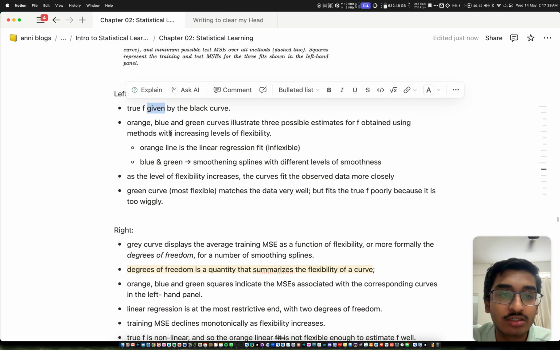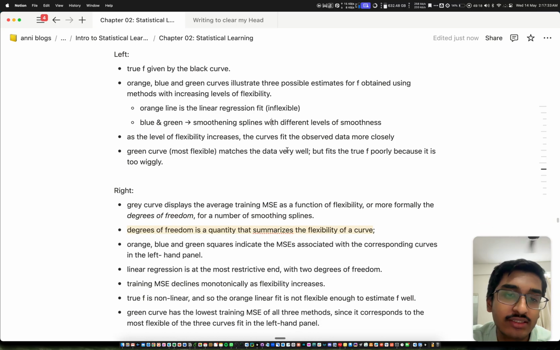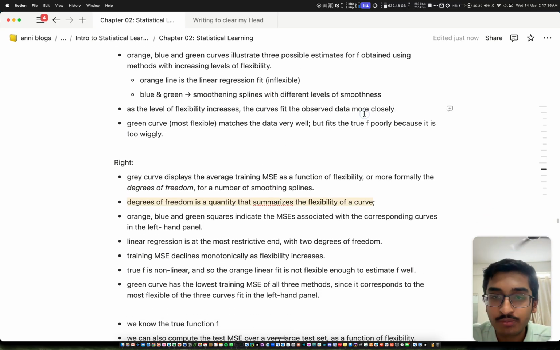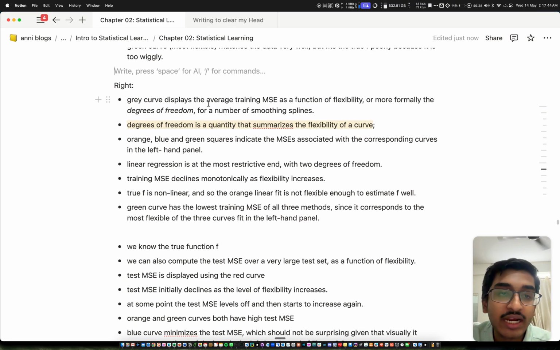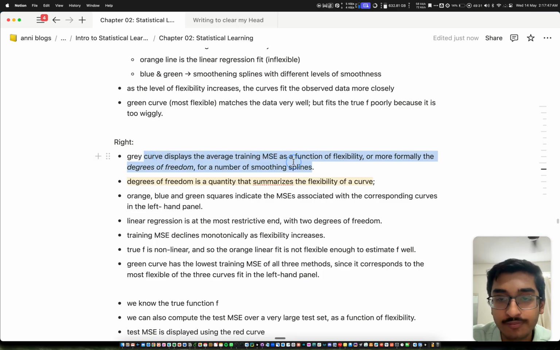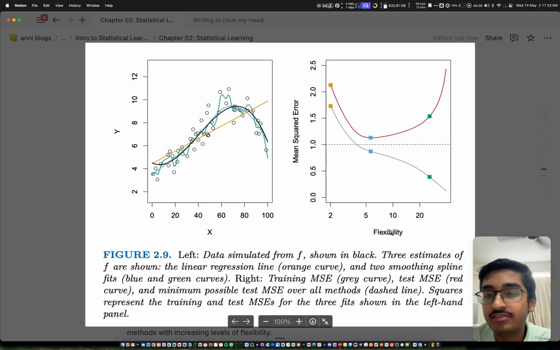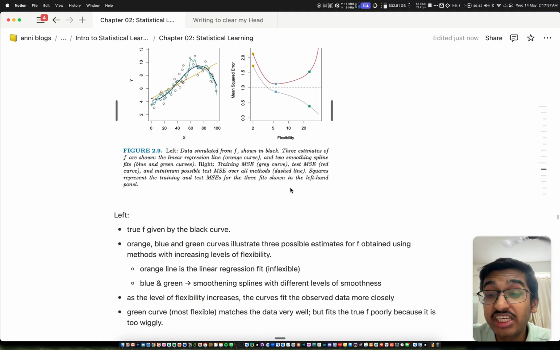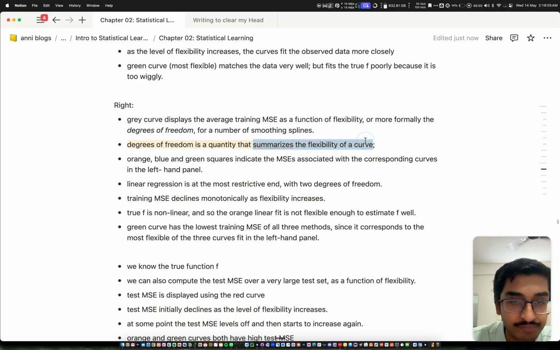So the true f is given by the black curve, 3 possible estimates. Orange is the linear regression, this is splines. So as flexibility increases, the curve fits the observed data more closely. The green curve matches the data really well, but fits the true f poorly, right? As I said, the right curve, gray, displays the average training MSE. And then they say that the flexibility also can be called the degree of freedom. So essentially, how free is the model to estimate and make a complex function. This basically summarizes the flexibility of the curve.